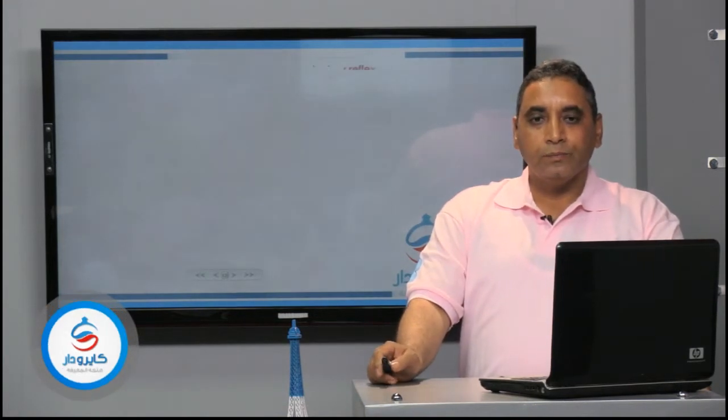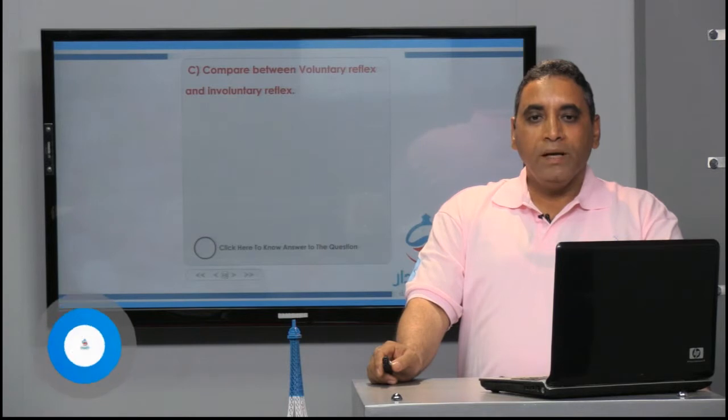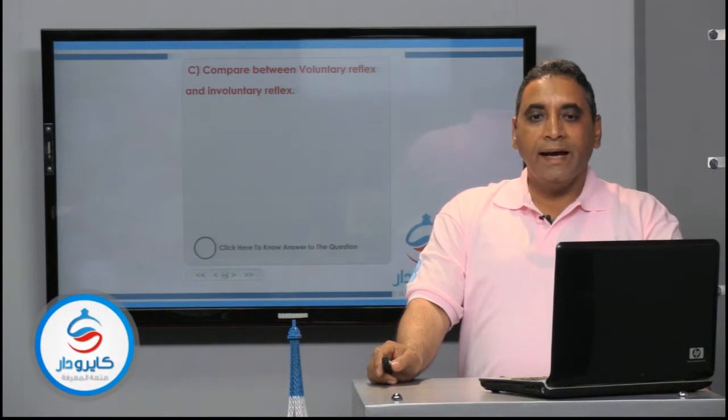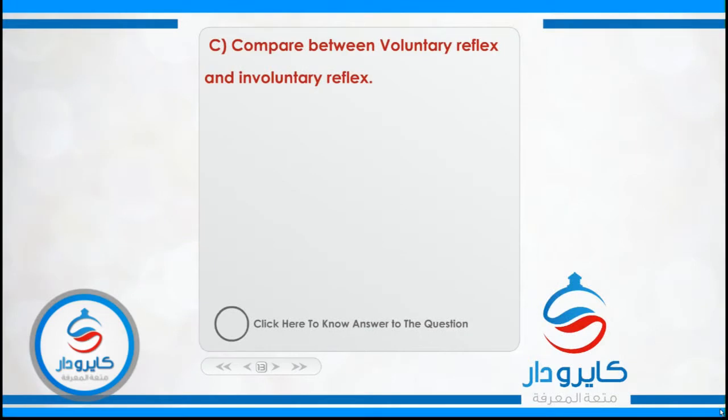The next question. Compare between voluntary reflex and involuntary reflex. We understand that the reflex action takes place by two kinds of muscles. The first is the voluntary muscles, and the other is the involuntary muscles.